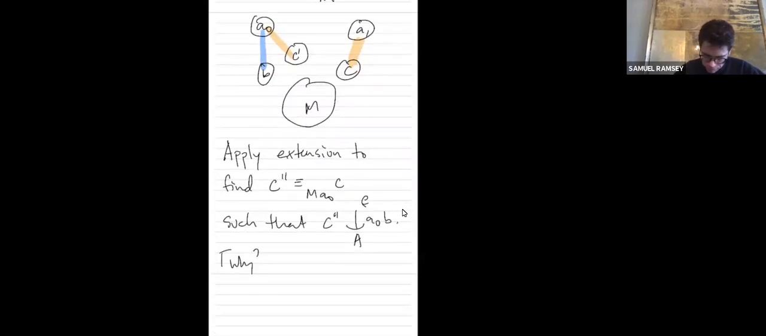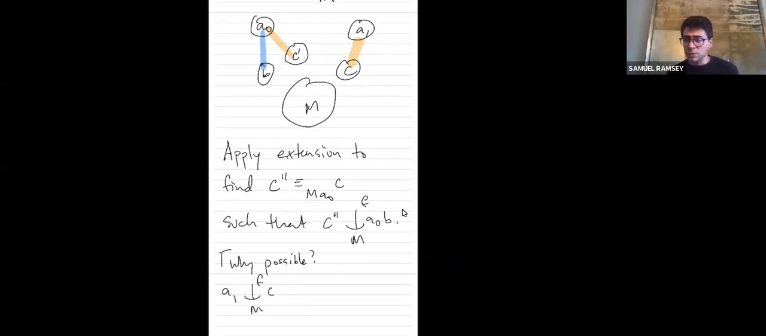Or why possible? Well, what do you know? You know that A1 is independent with, sorry, I wrote A, but that's just out of habit. I really meant M. Right? So one of our hypotheses was that A1 was independent with C.